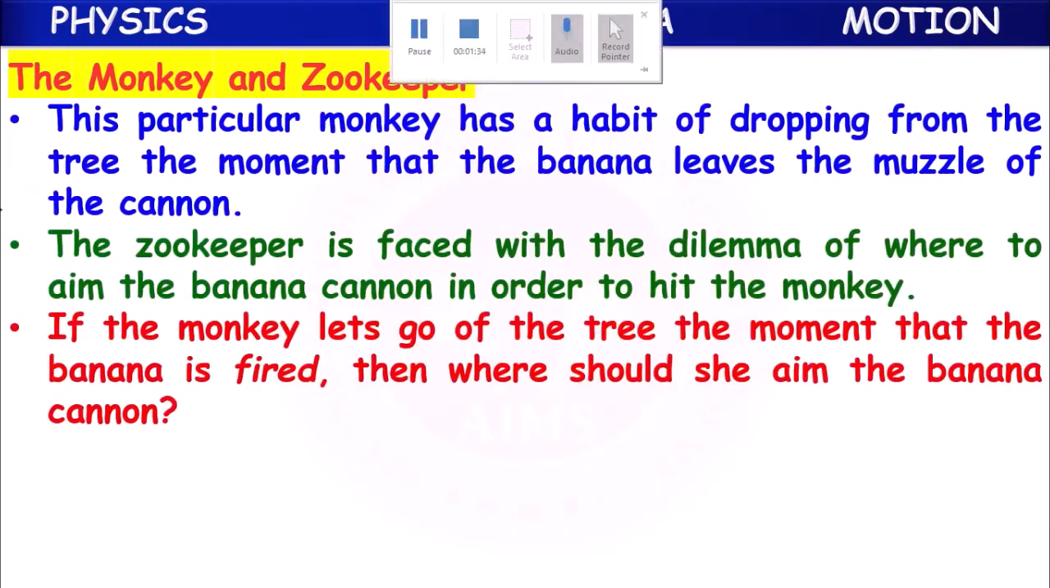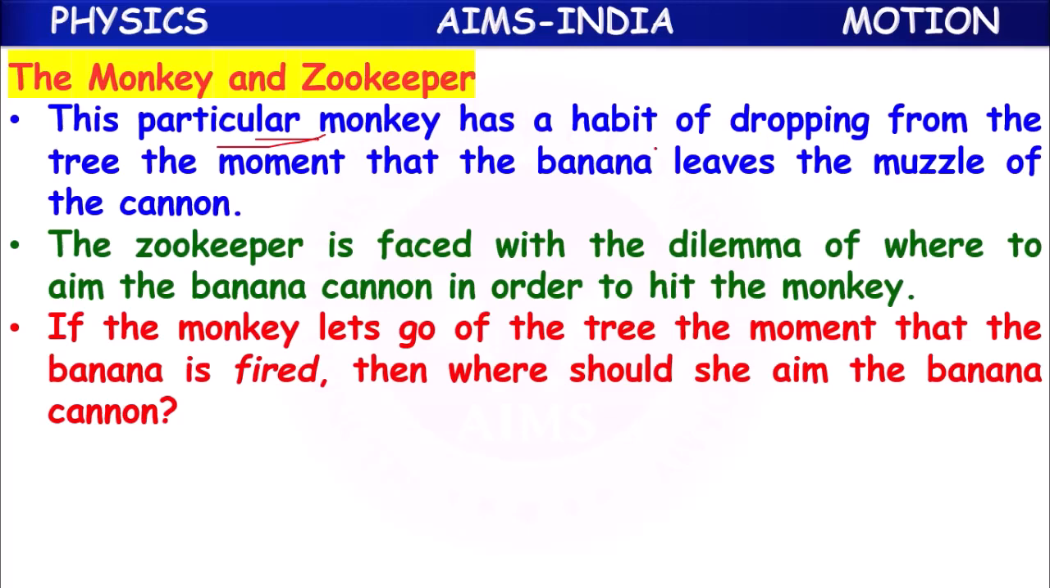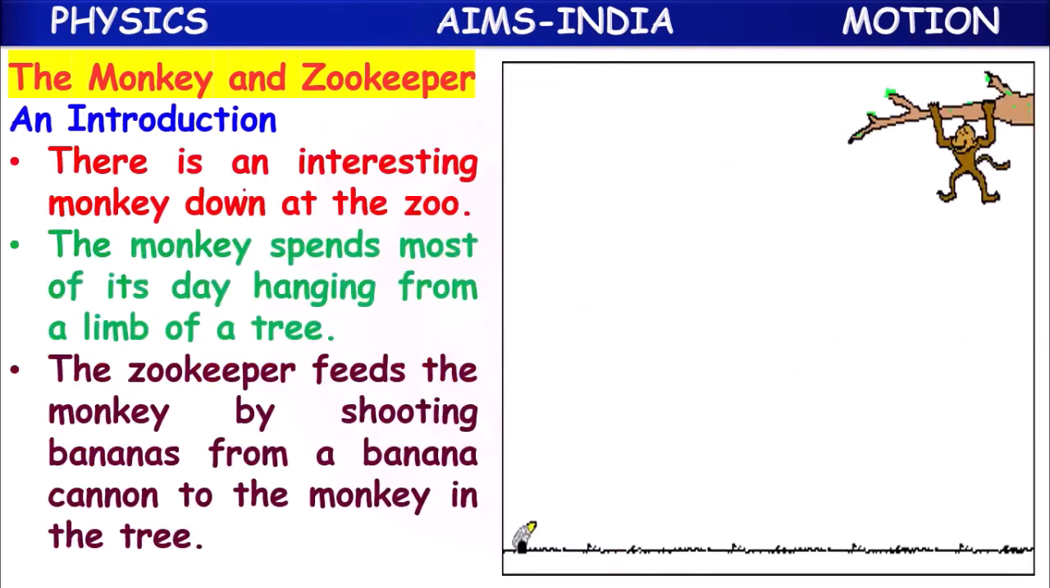So this particular monkey has a habit of dropping from the tree the moment that the banana leaves the muzzle of the cannon. What kind of habit? When the banana leaves the muzzle of the cannon, comes out of this hole, this monkey starts jumping down, falling down. So it is its habit.